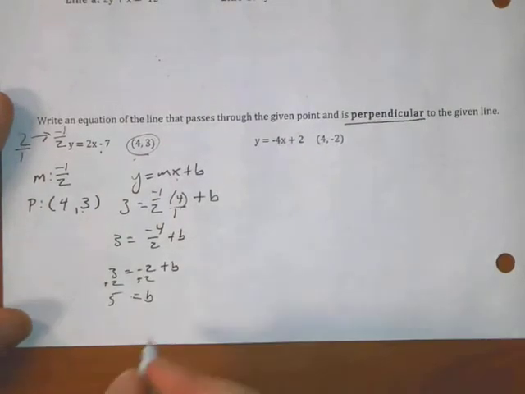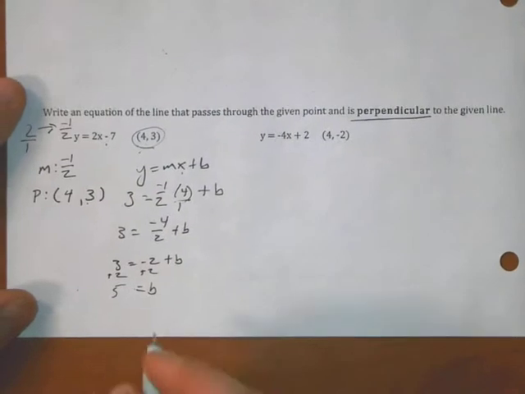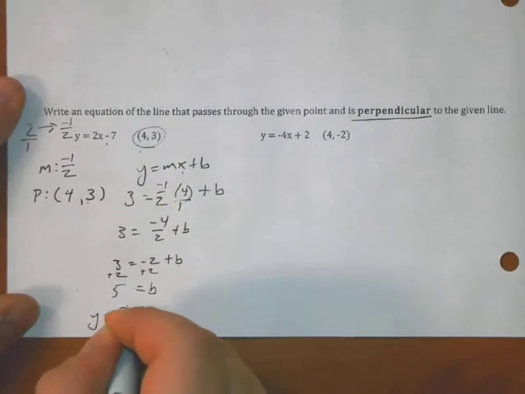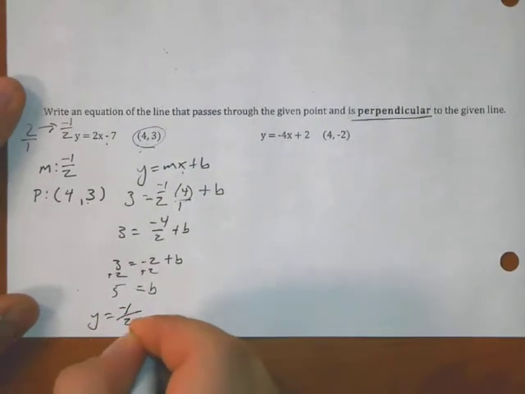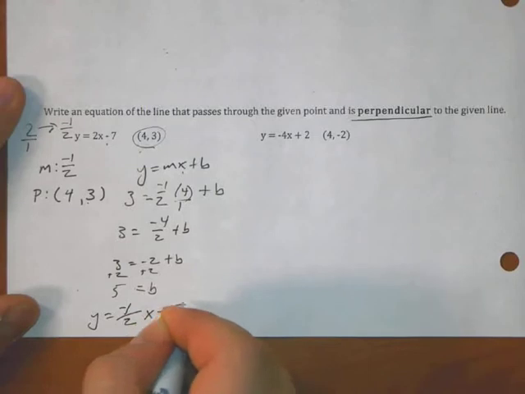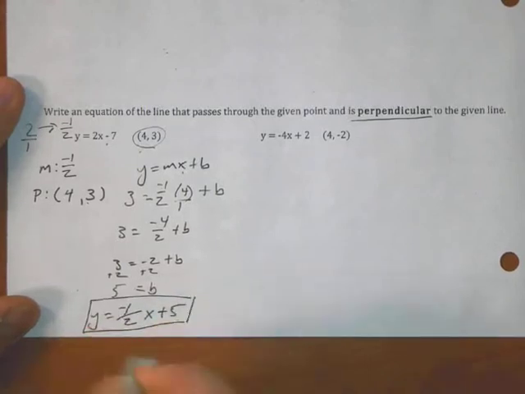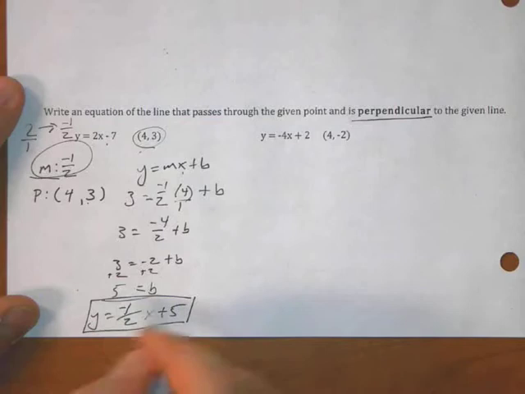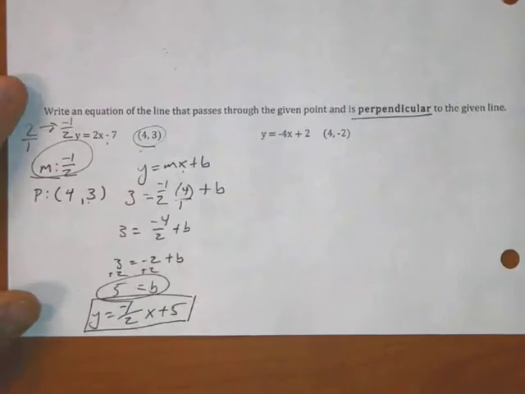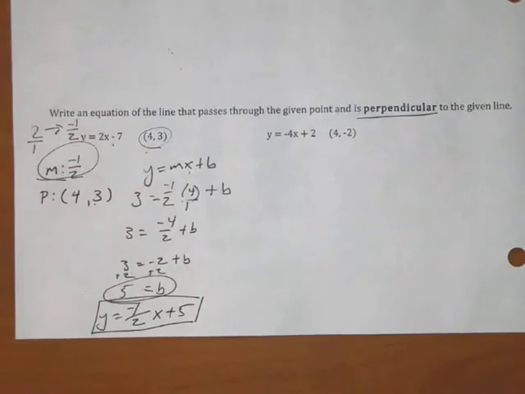Okay, so then what's the slope of our perpendicular line here? Slope, y-intercept, write the equation of your line. y equals -1/2 x plus 5.